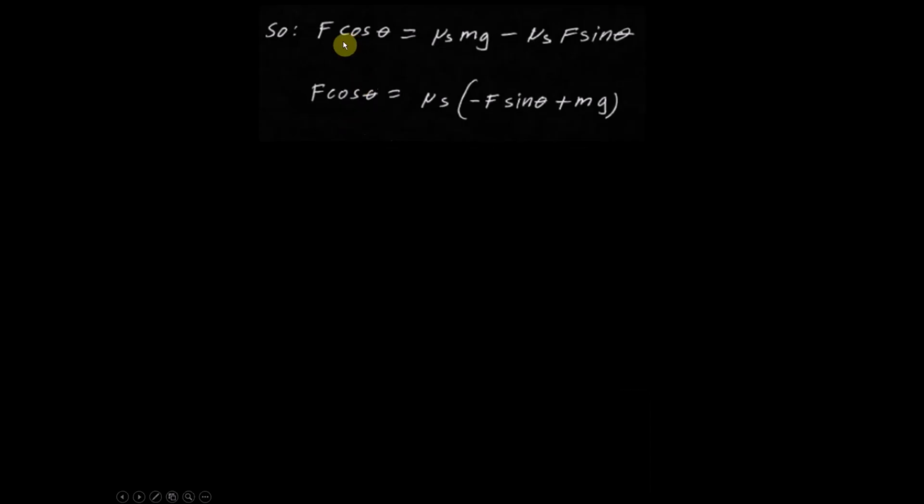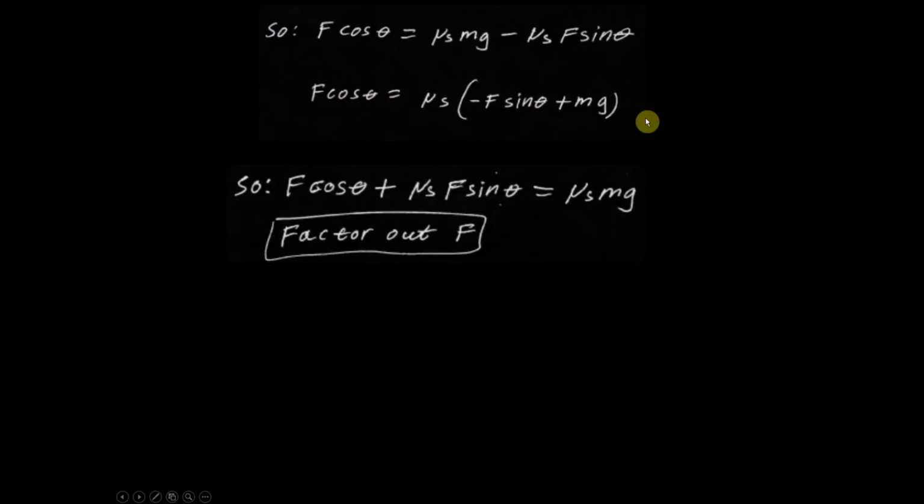So here we're setting our x component equal to mu mg, and we're going to subtract our y component at which the block is being pulled up. We can factor out mu here and say F cos theta then is equal to mu times minus F sine theta plus mg now. Convince yourself of this step. So that means F cos theta plus mu F sine theta is going to be equal to mu mg.